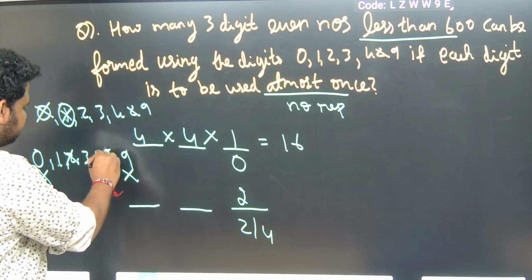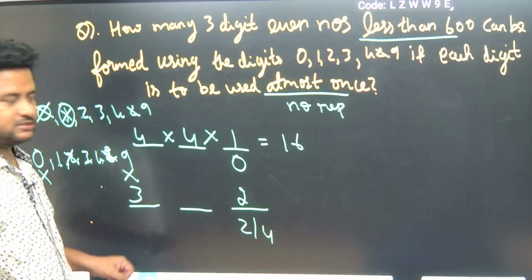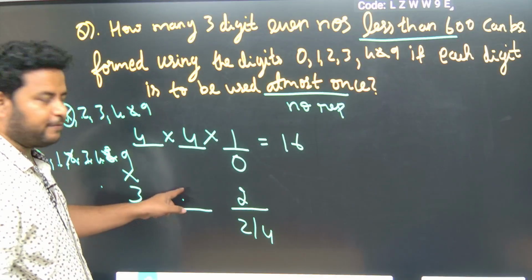Okay. 1, 2, 3. There are 3 possibilities. Now look at this. How many possibilities can come here?